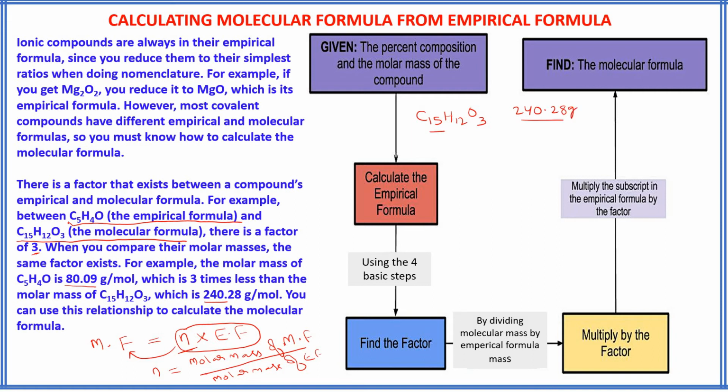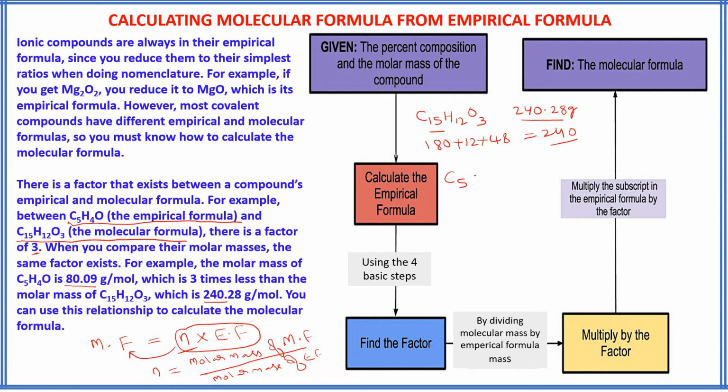See, 15 into 12, we have to calculate. 15 into 12 equals 180. Plus hydrogen is 12. Next, 16 into 3 is 48. Now 48 plus 12, how much are we getting? 240 only we are going to get. The 0.28 is there because hydrogen is 1.008. So we are going to get roughly 240.